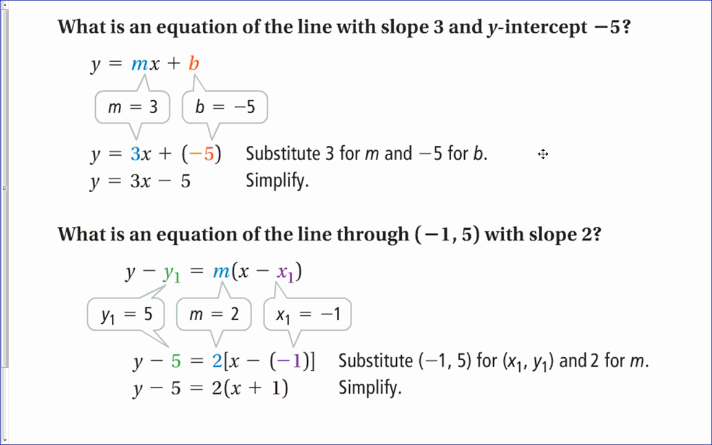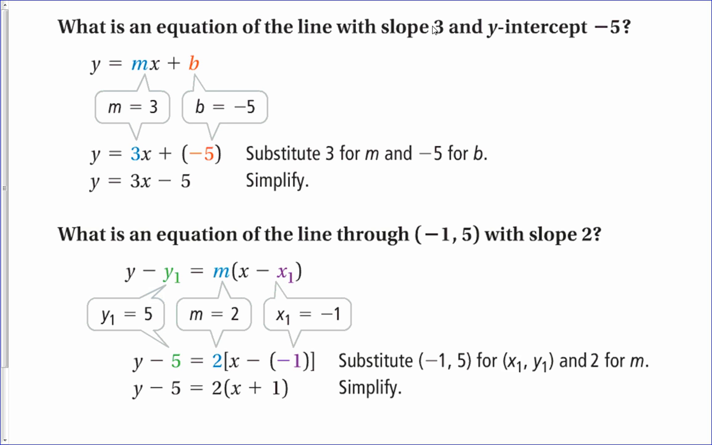So what we're going to do in this one is: what is an equation of a line with a slope of 3 and a y-intercept of -5? So from here, instead of having the slope and identifying, we're actually going to write the equations from the given information.